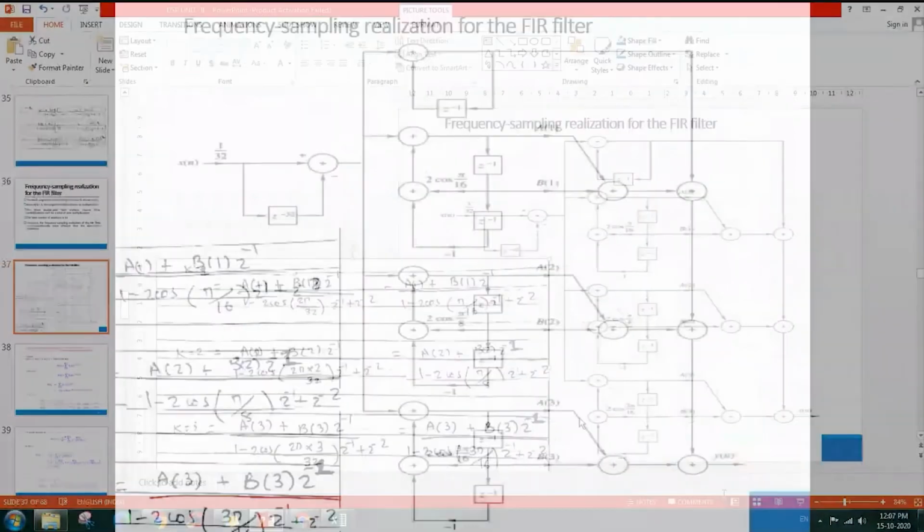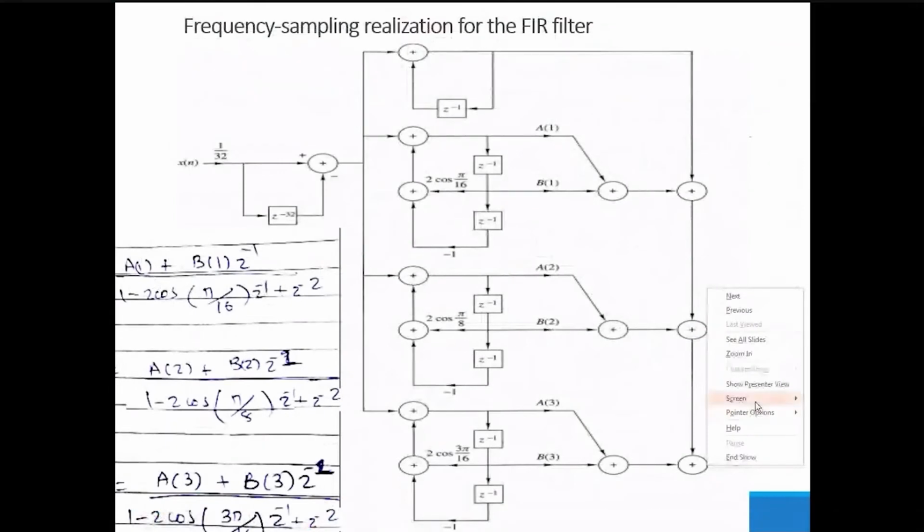Okay, here A1 plus B1 Z inverse. So this one is the structure. Here A1 means directly, without taking any values. A1 is given without any delay elements.